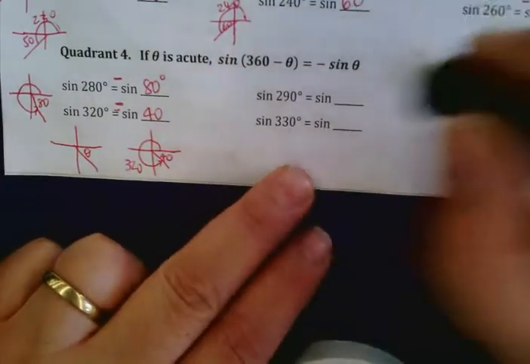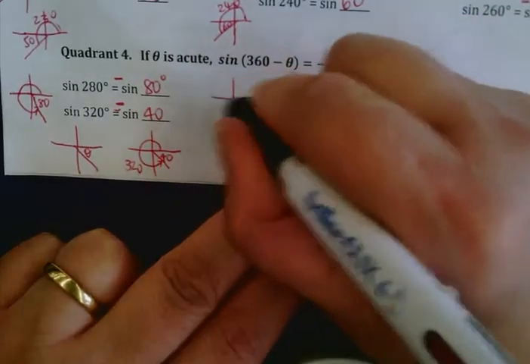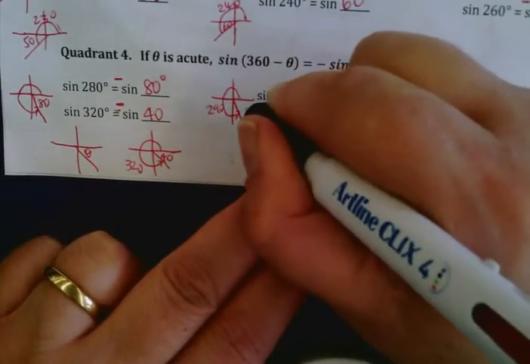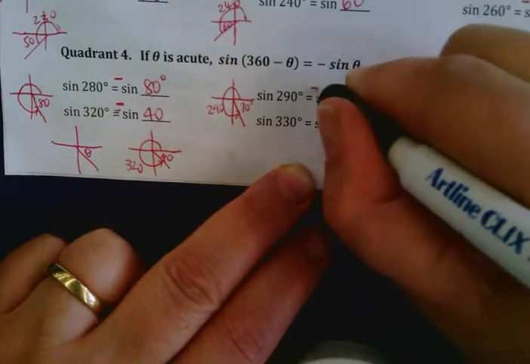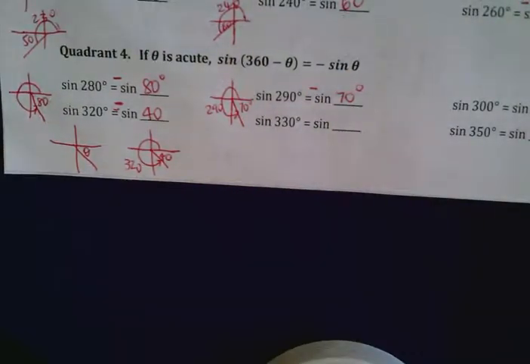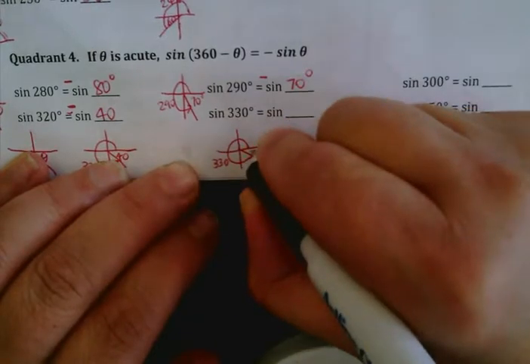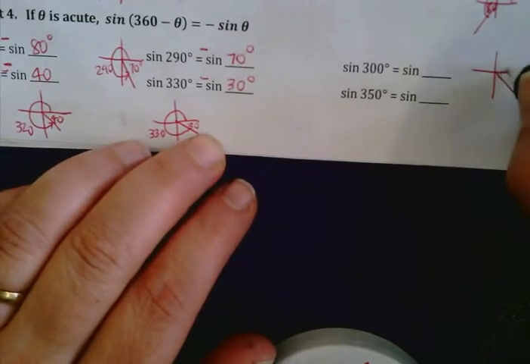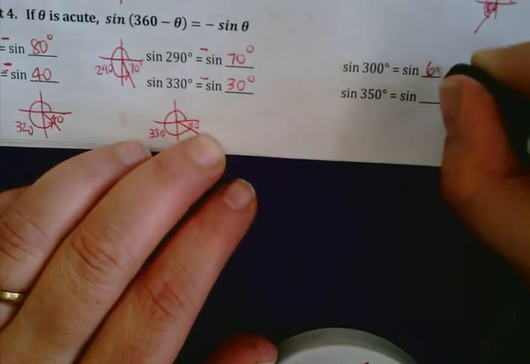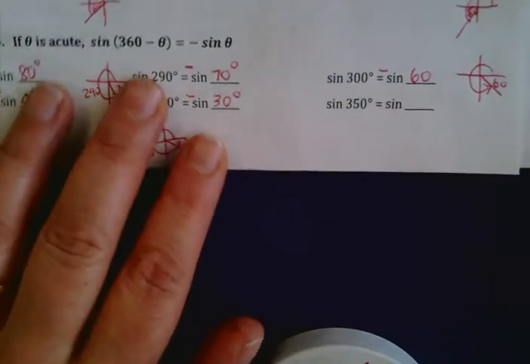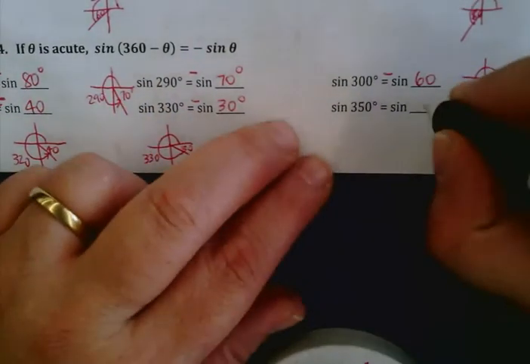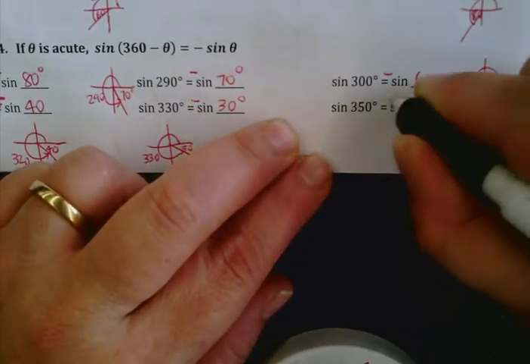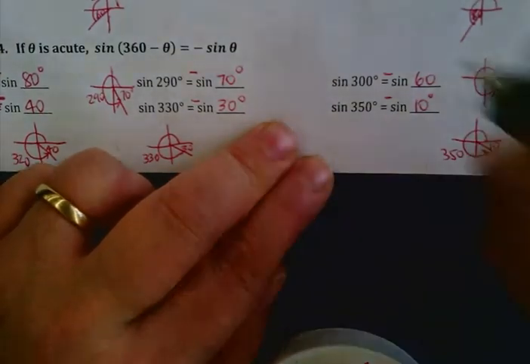Sine of 290. Well, 290 is there, and you've got 70 left over. It's negative sine 70. And keep going. Short how much? Short by 30. So it's negative sine 30. Sine of 300 is short by 60 degrees. It's the same, and we're in quadrant 4, so it's negative sine 60. And sine of 350 is short by 10 degrees, so it's negative sine 10 degrees. All good?